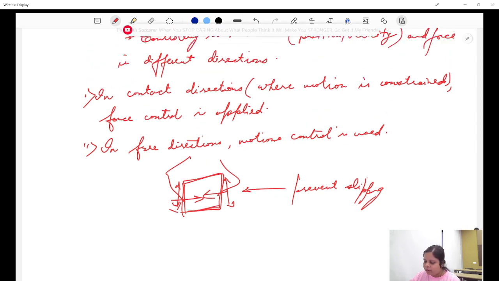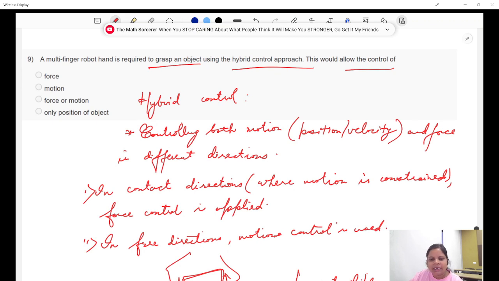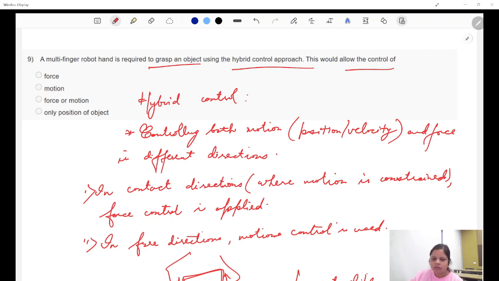So hybrid control deals with control of both force and motion depending on the task space direction, whatever is required. The first option, force, is only a part of control; hybrid means more than that. Hybrid is also not just motion. Force and motion is correct. The last option, only position of the object, is too limited. Force is also critical in grasping, and position alone does not work. So force and motion is the correct option.